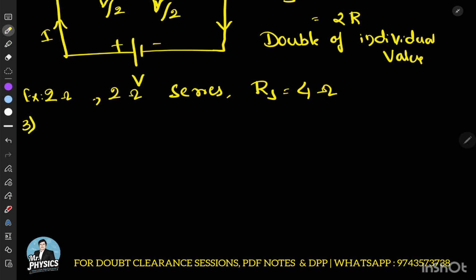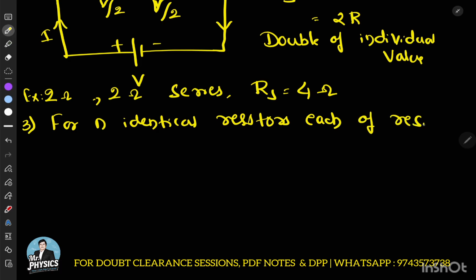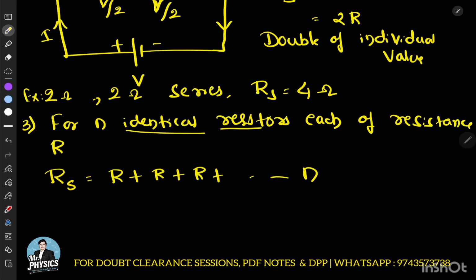Similarly, we have the third point, a very important key point, that is for n identical resistors, each of resistance R. What is identical? Identical means the resistors having the same value of resistance. So here Rs is equal to R plus R plus R, similarly n number are there. Therefore, Rs will be equal to n into R.